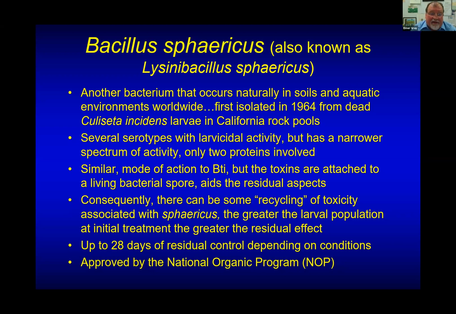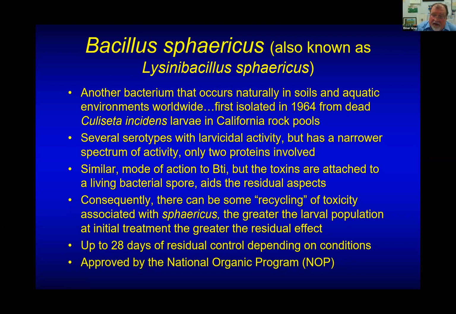The toxins are attached to a living spore, and the coating of the spore seems to aid in the residual aspects of the Bacillus sphaericus larvicides. There is also some recycling of toxicity associated with sphaericus. The greater the larval population in the initial treatment, the greater the residual effect. What's going on there is the larvae are actually ingesting spores, and these spores will germinate and produce bacteria in the larval cadaver to produce a recycling event with the Bacillus sphaericus to extend the residual control up to around 28 days. It is also approved by the National Organic Program.